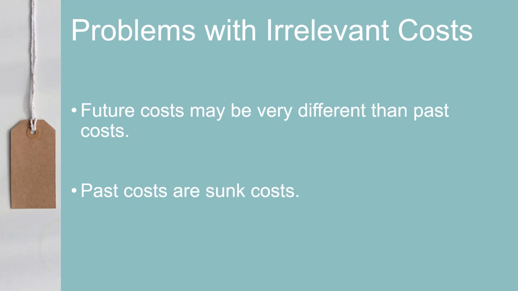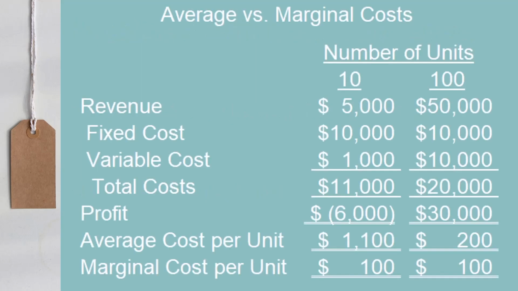You should set prices to maximize future profit, in other words, marginal contribution, whether you have $1 or $1 billion of past costs. Raising prices to cover overhead will reduce sales and may reduce profits. Reducing prices to sell more units to cover overhead may lead to the drop in marginal contribution I showed earlier.